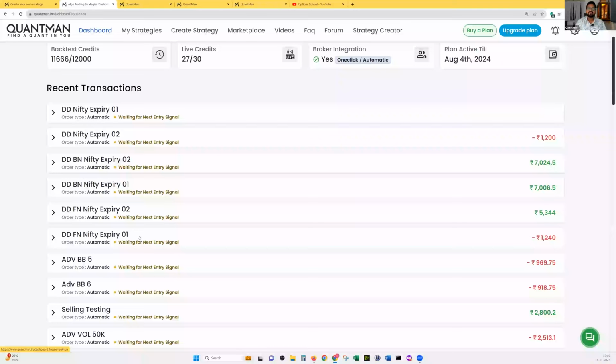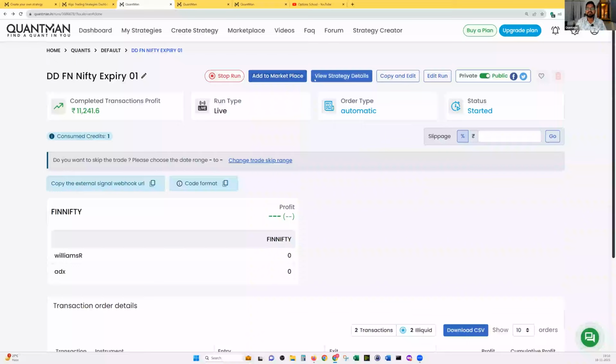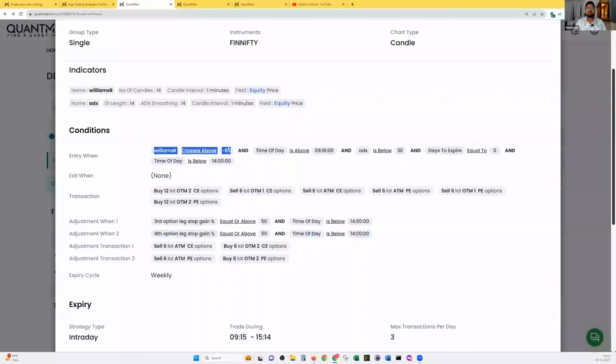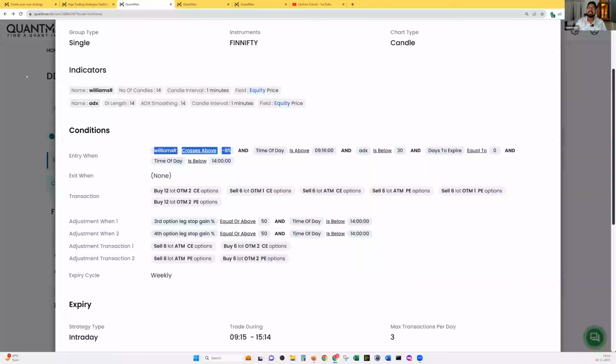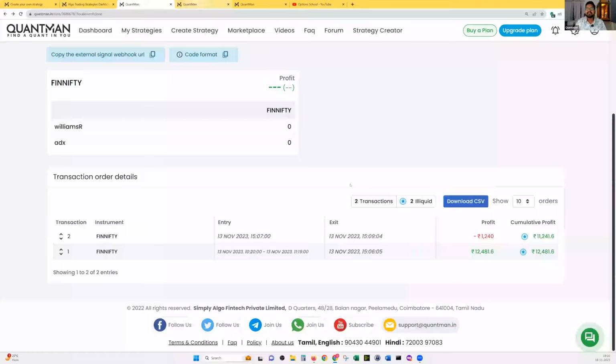Why am I using two instead of one? It's very simple. Here I used Williams R crosses above minus 85. On the other hand, I use crosses below minus 15. These are the two cases I'm using, because either one will give profit, and that is what I explained. Here it made profit. On the other hand, it cleared stop loss two times, continuously.